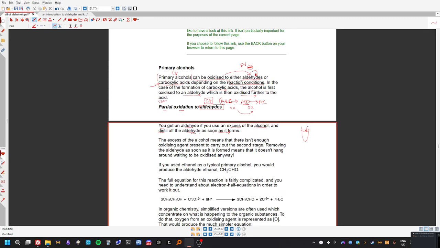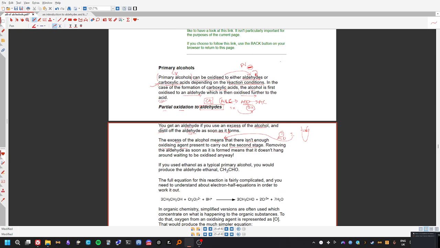So if you distill that aldehyde before it gets oxidized, therefore you can get that aldehyde. Now the excess of the alcohol, in this case a lot, means that there isn't enough oxidizing agent present to carry out the second stage. Removing the aldehyde as soon as it's formed means that it doesn't hang around waiting to be oxidized. So there's two things that you can do to prevent the aldehyde from being oxidized. One is you want to put an excess of the alcohol so that there isn't enough oxidizing agent to carry out the second stage. Okay, what does that mean?